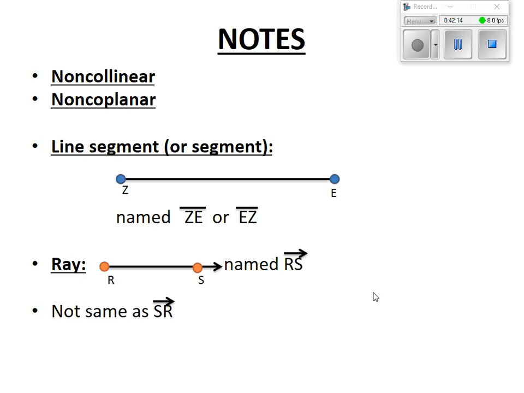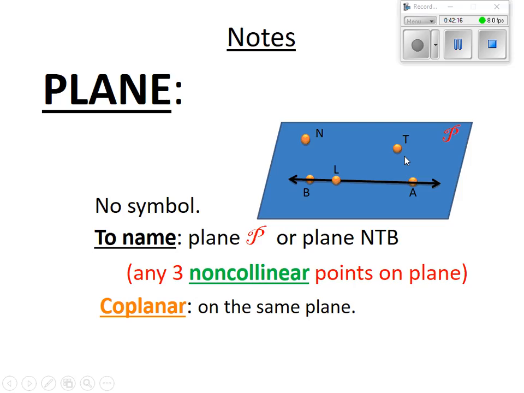Let me go back for 1 second because I didn't mention something on this last one. How come on this one it says on the same plane? How come it doesn't say like points on the same plane? Because it could be anything on the same plane. It could be a line, it could be a point, it could be a ray, it could be a line segment. It could even be another plane, which is basically sandwiched on the same exact plane.